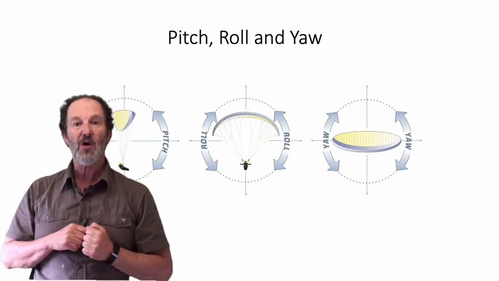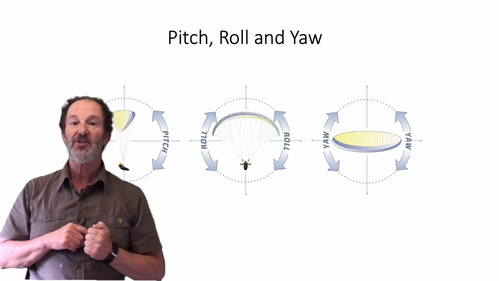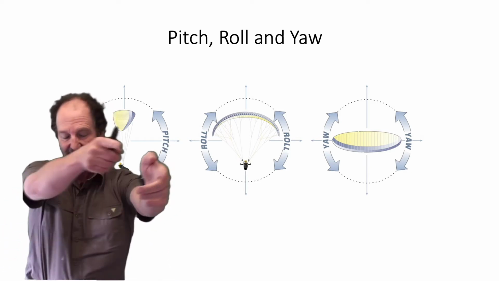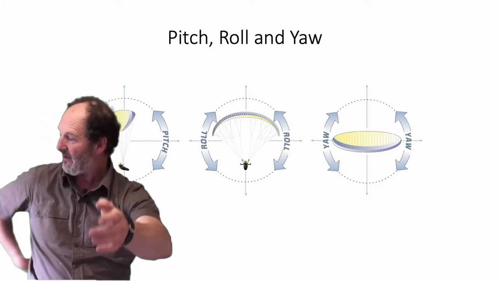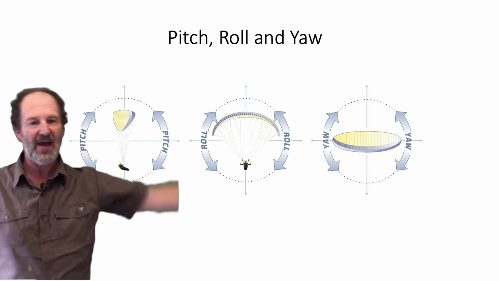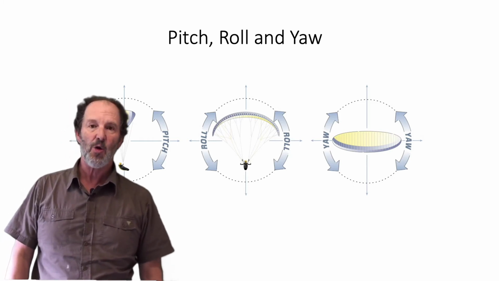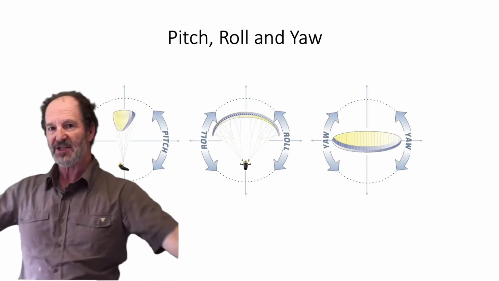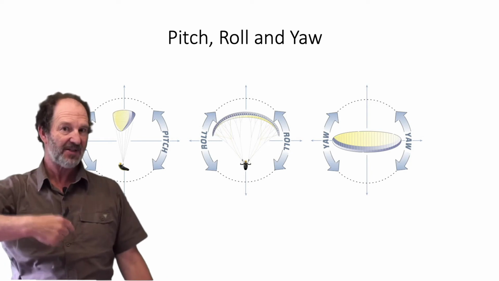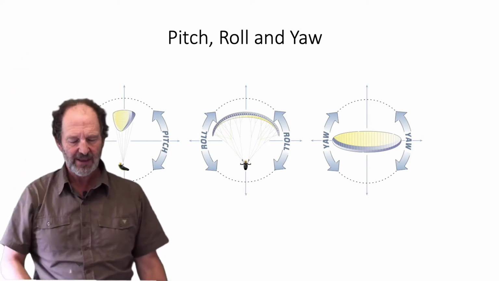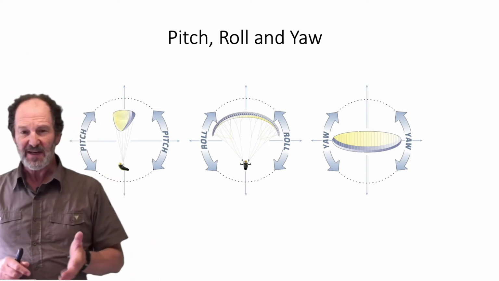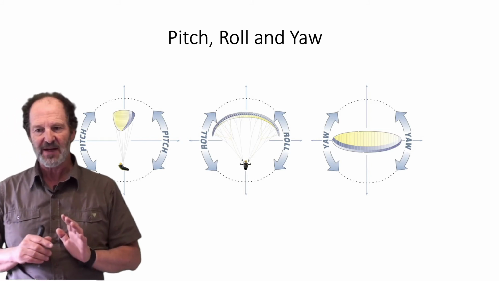Roll, the next one. Roll is a rotation through a longitudinal axis. So you imagine a long line going straight at you and out the back. So you're rolling like that. One wing up, one wing down. It's a rolling action. And then finally, yaw is the other way. It's a rotation through a vertical axis, so straight down through your head, if you like. Pitch is fairly self-evident. That's speeding up and slowing down and what have you.